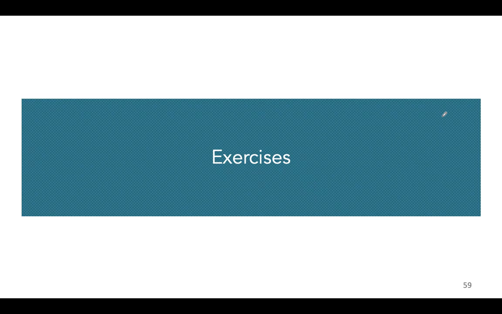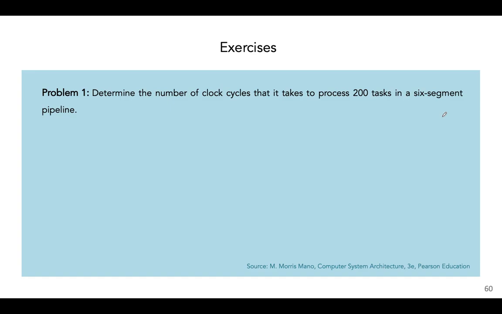All right. Now let's take a look at some exercises. We are going to solve some numericals. All of them pertain to speed up ratio, throughput, cycle times, and similar concepts. Problem 1. Determine the number of clock cycles that it takes to process 200 tasks in a 6-segment pipeline. So we're supposed to find out the number of clock cycles it would require to process a total of 200 tasks in a 6-segment pipeline.